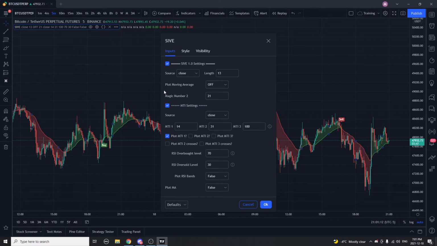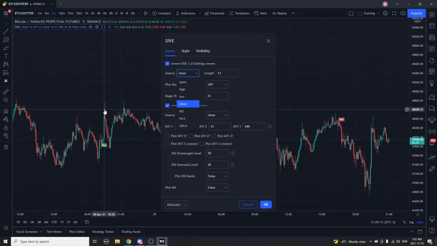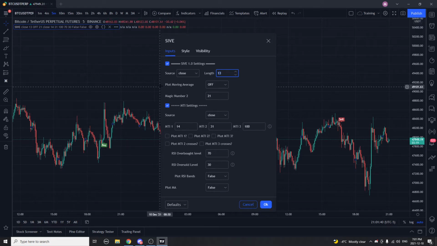So up here is your main Sive settings, and I'm going to show you what that looks like. So the source is what's taken account of the data. So right now, I really recommend only setting it to close, which is going to look at each close of the candle. And second, you have length. So it's going to look at 13 of the candles to calculate some data. Again, don't touch any of these settings.